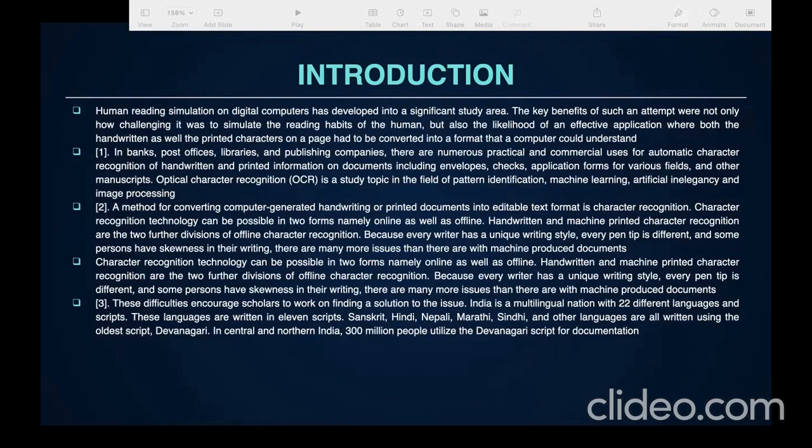One of the methods of converting computer generated handwritten or printed documents into an editable format is character recognition. Character recognition has two forms: online form and the offline form. The handwritten and machine printed character recognition are two other areas of offline character recognition. The languages are written in 11 scripts. Languages such as Sanskrit, Hindi, Nepali, Marathi, and Sindhi are all written using the oldest script, the Devanagari script.